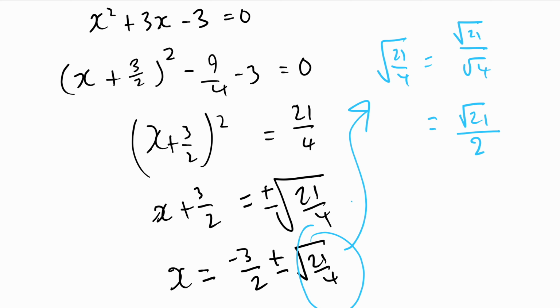And when you rationalize fractions, pretty much all the time, they're going to want your answers rationalized. That just means having no surds on your denominator. And root 4 just becomes 2. So our final answer will be x equals negative 3 over 2 plus or minus root 21 over 2.